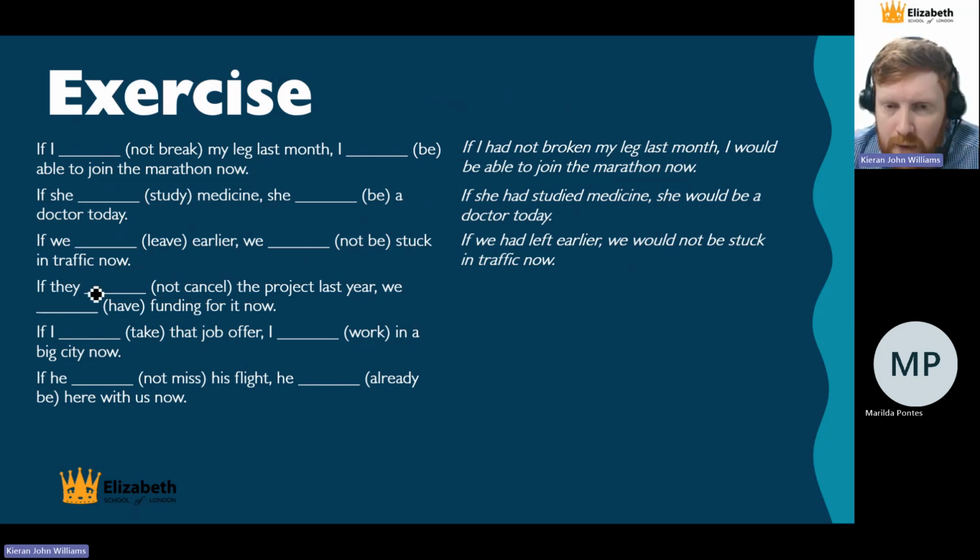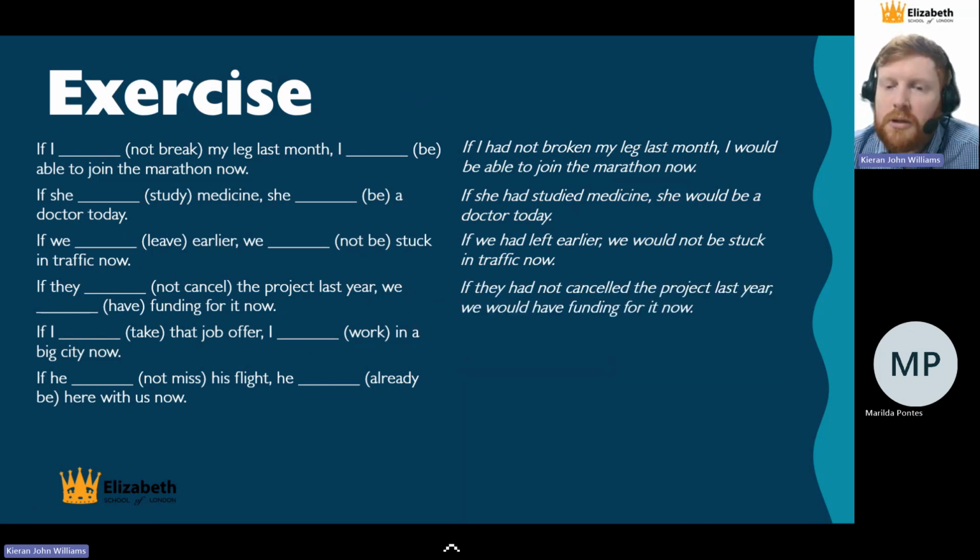Okay, on to the next one. So again, it just always follows the same formula. So if they, and then remember we need had and the third form, had not cancelled the project last year, we, and then we need would and the base form, we would have funding for it now. Is it correct? Of course it is. Very good.